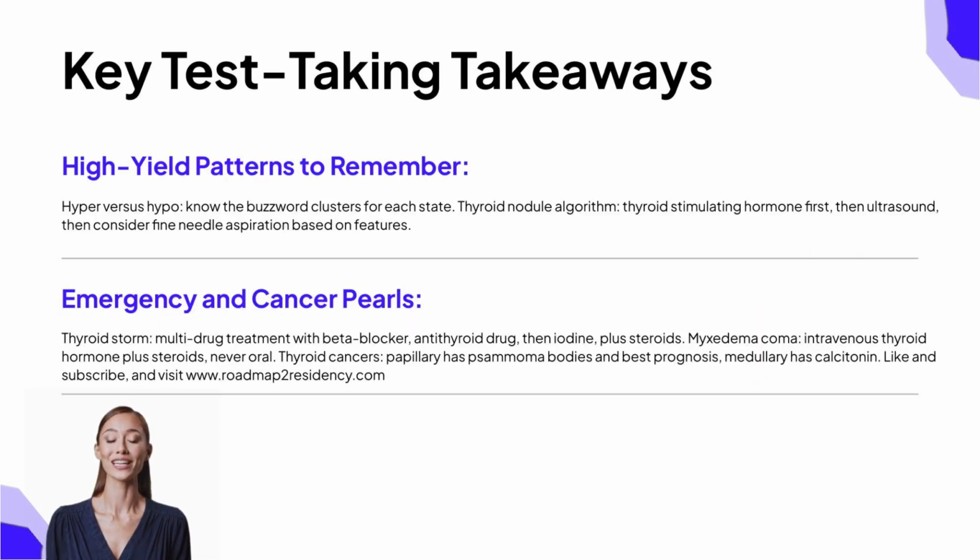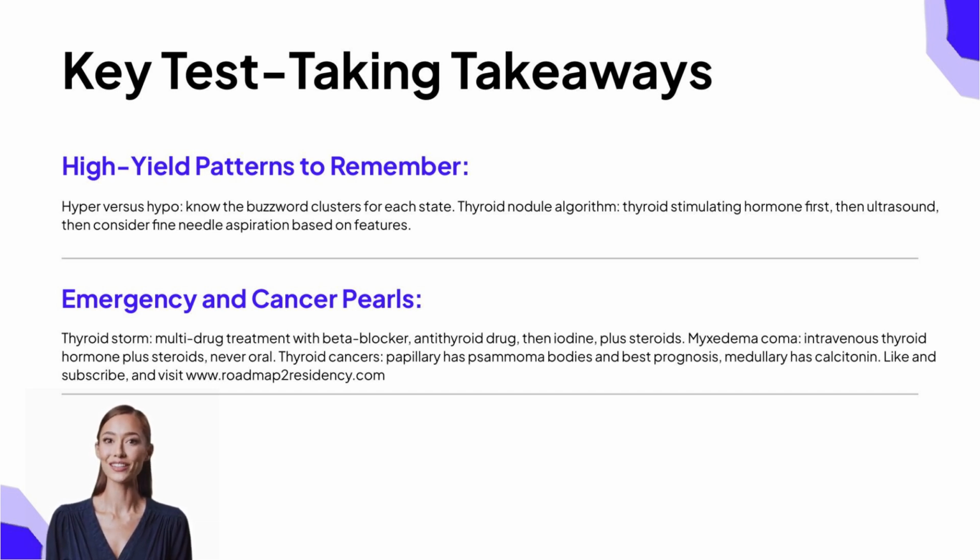Let us wrap up with your key takeaways. For hypo versus hyperthyroidism, memorize the buzzword clusters. For thyroid nodules, remember the algorithm flows from thyroid-stimulating hormone to ultrasound to biopsy when needed. For thyroid storm, know the multi-drug regimen and that iodine must follow the antithyroid drug. For myxedema coma, treatment is intravenous thyroid hormone with steroids.